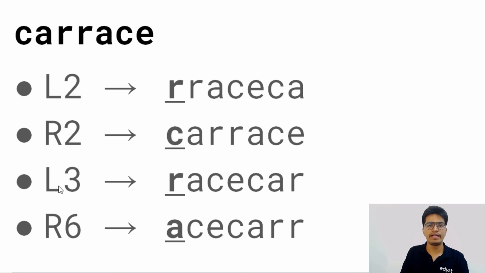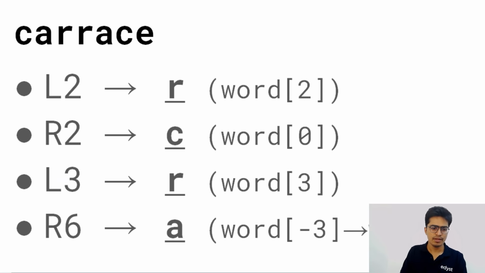Then you do a left rotate by 3. So again, you go to racecar. CAR goes all the way at the very end. And then you do a right rotate by 6, which gives you this string. Now the question tells us to accumulate all of these first characters. When you do that, this is what you have.